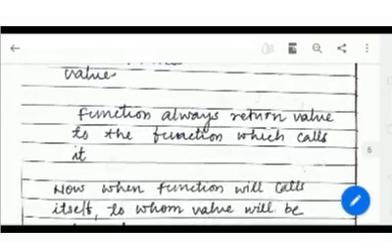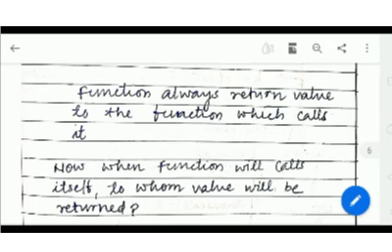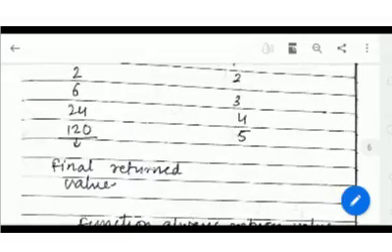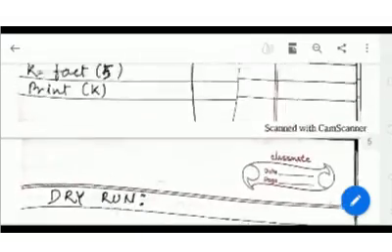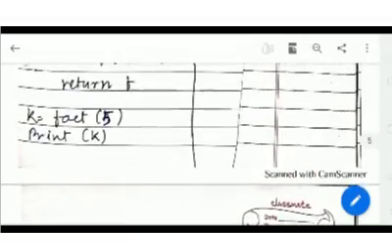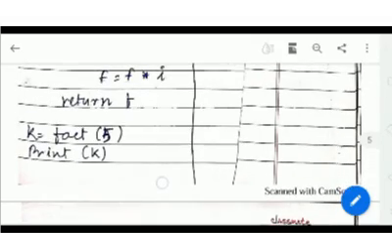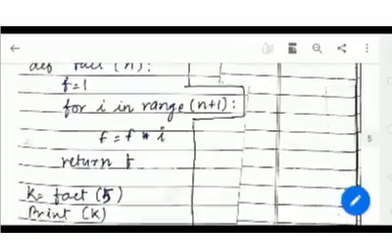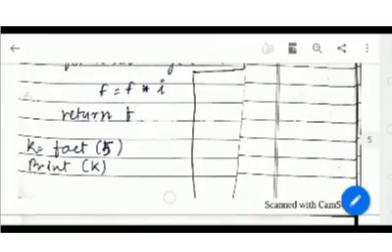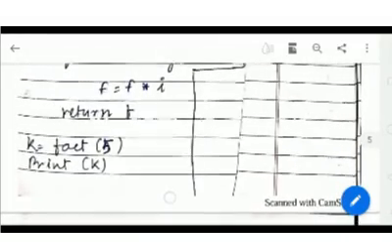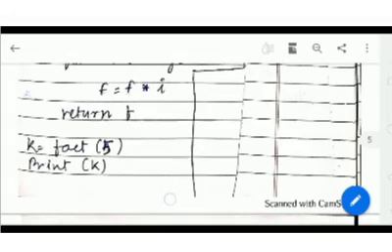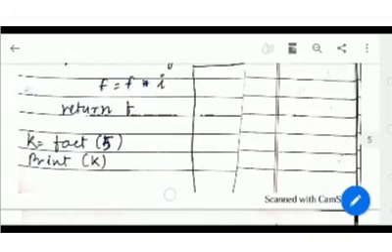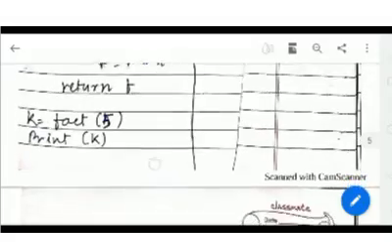Now, something very important: a function always returns value to the function which calls it. So here the function has been called with the statement k is equal to fact of 5. Then the value that is returned through the function will be stored in k and we will display k, because the function has been called from the second last line. That's why it is returning the value to the second last line only.